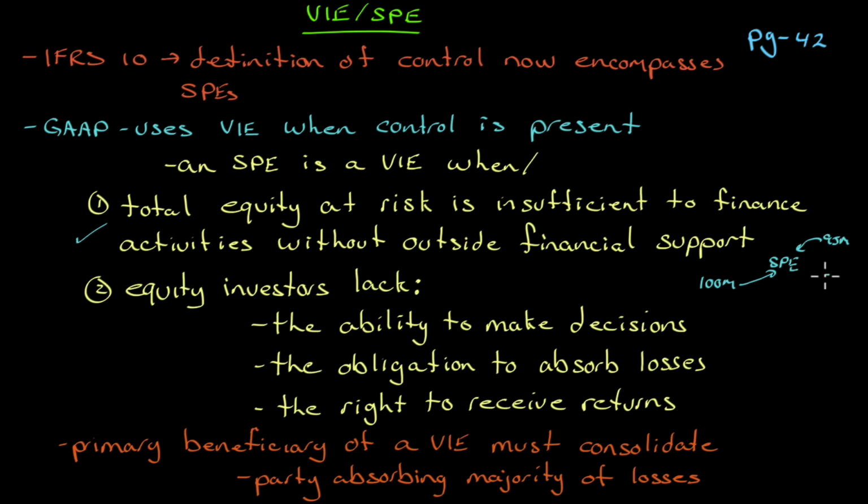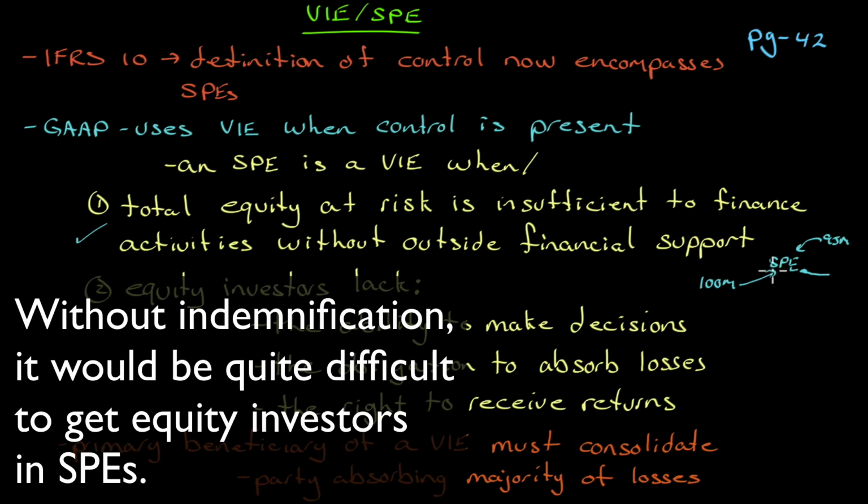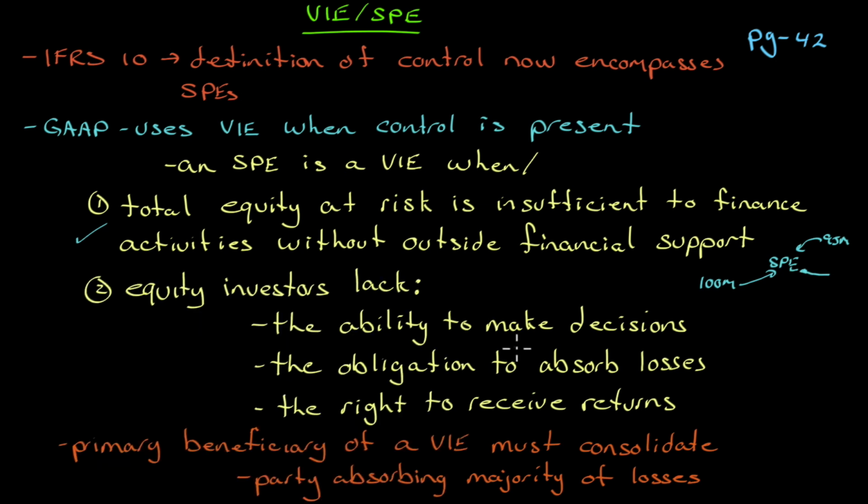So if there are outside equity investors in here, they lack all of these things because the company pretty much controls everything. To get these equity investors in here, typically the company indemnifies them. So if that kind of situation is going on, where the equity investors lack the ability to make decisions, lack the obligation to absorb losses or receive returns, in other words, they have no variable interest, then the SPE is classified as a VIE for the parent, and they must consolidate.